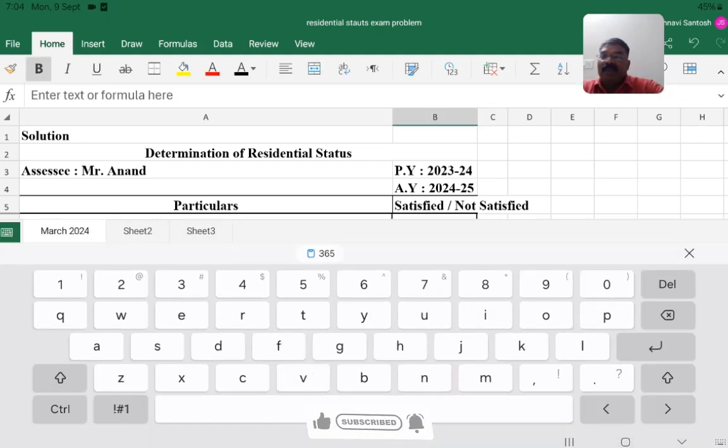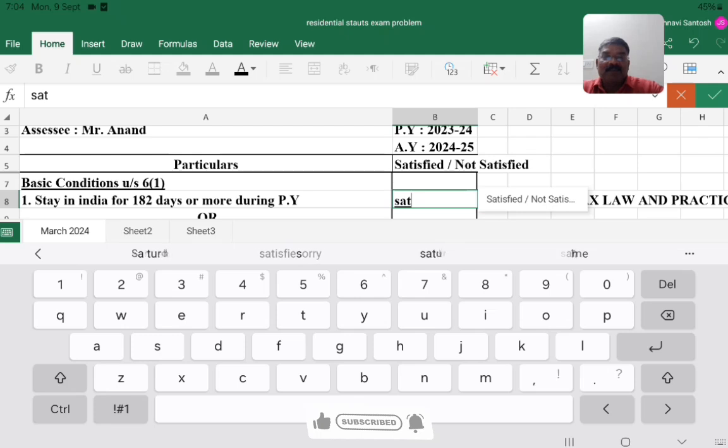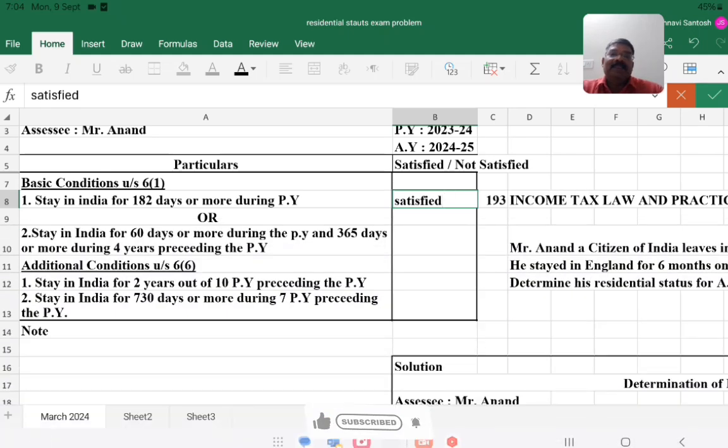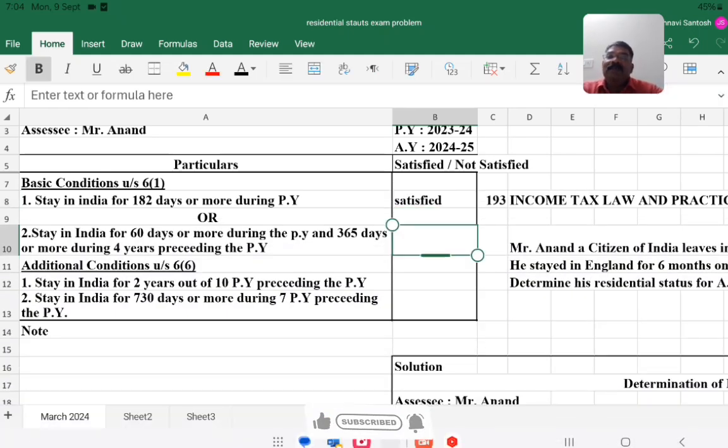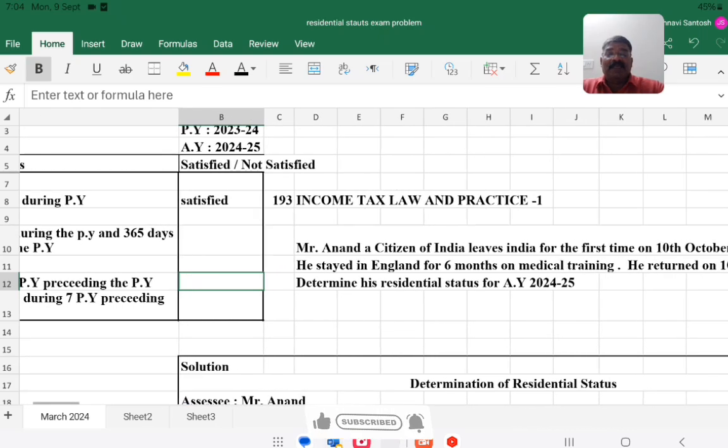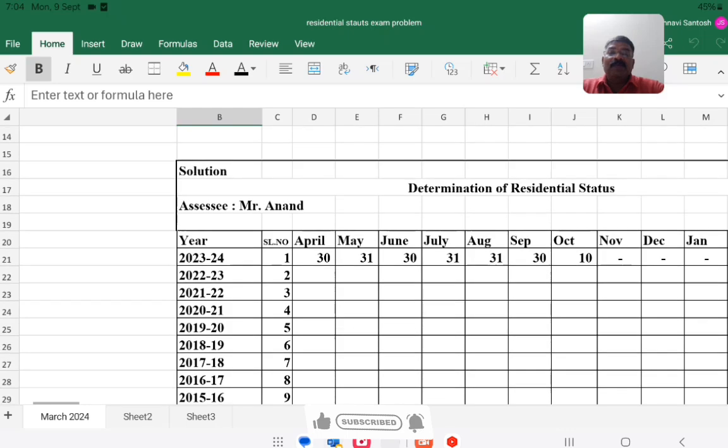He has satisfied. So once he has satisfied the first basic condition, we do not see the second condition. It says any one basic condition, he will automatically become a resident. So I need not go for the second condition. Directly I will go for the additional condition under section 6, subsection 6. What does it say? Stay in India for 2 years out of the 10 previous years preceding the previous year. So the previous year we are not going to take, the 193 days. For the rest of the 10 years, if we see, he is there for more than 2 years. So I say again the next condition is satisfied.